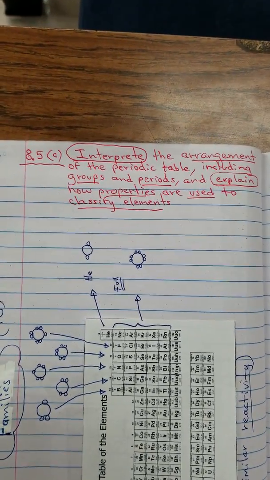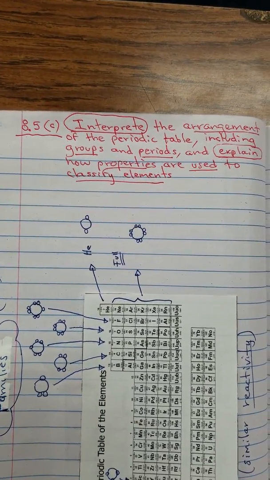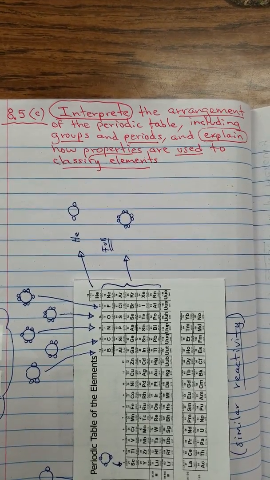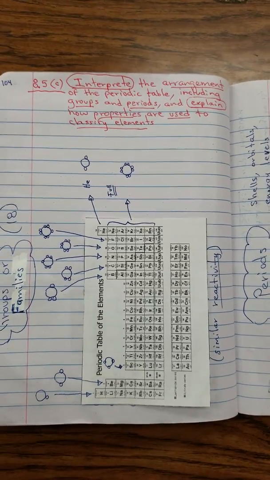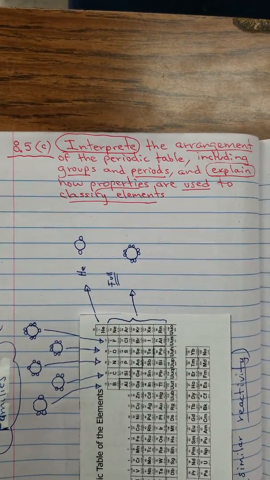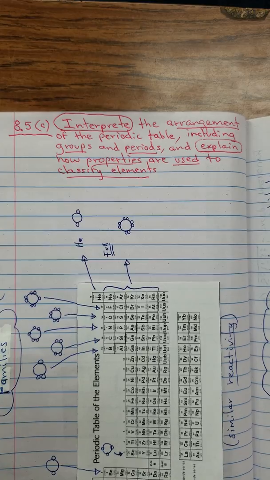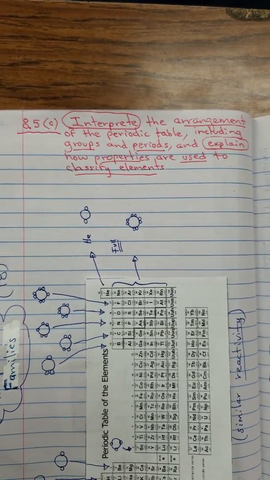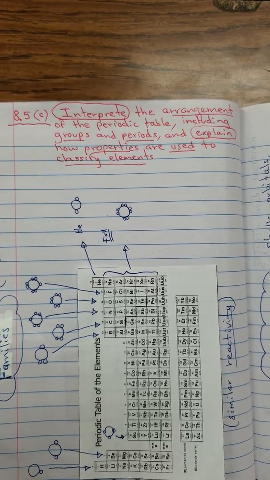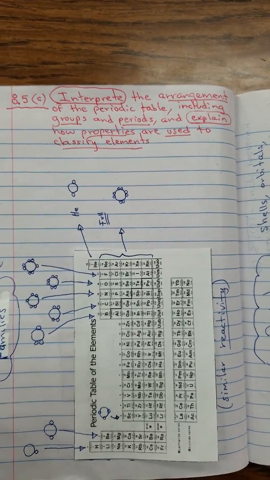First, the TEKS. You can pause the video at any time so you can copy all the stuff that you're supposed to be copying. The composition book is going to be used sideways, but for now just copy the TEKS: 8.5 letter C, to interpret the arrangement of the periodic table, including groups and periods, and explain how properties are used to classify the elements.